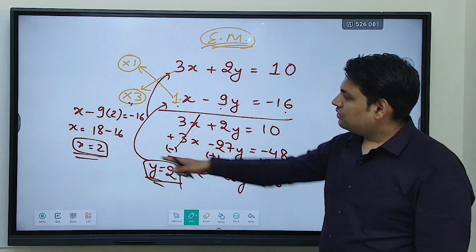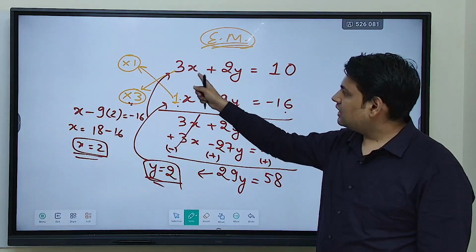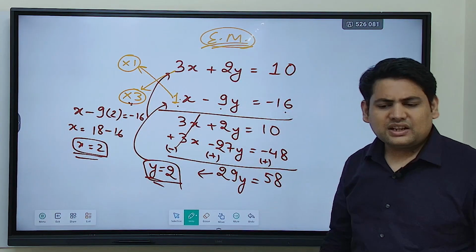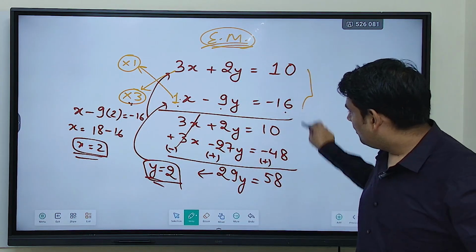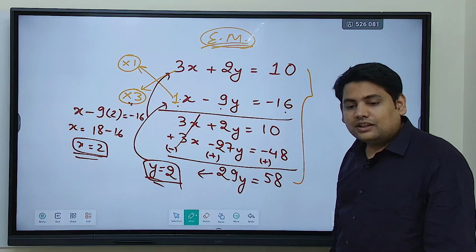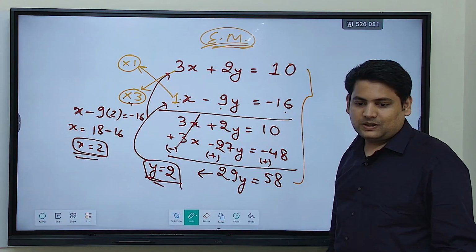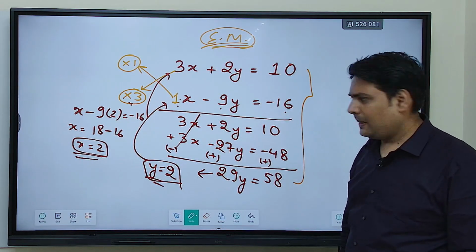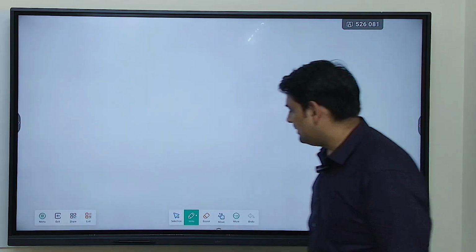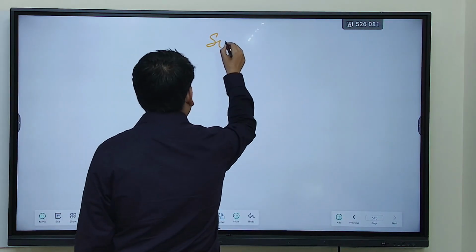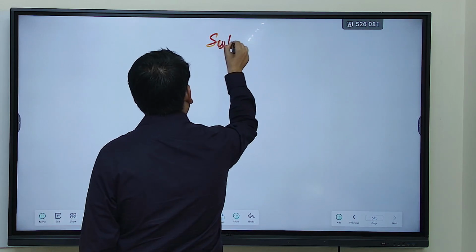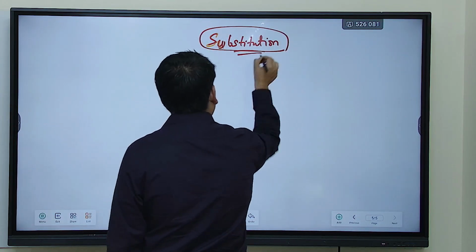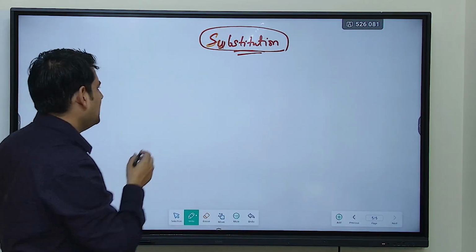Clearly they're satisfying also. You put x is equal to 2, this becomes 3 into 2, 6, plus y is equal to 2, 2 into 2, 4, 6 plus 4, 10. So they are satisfying also. This is how you solve a linear equation in two variables. Okay, so two equations will always be given to you and you eliminate like this. Now the other way is by substitution. This is by substitution.